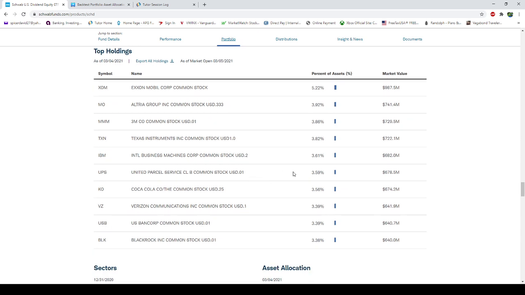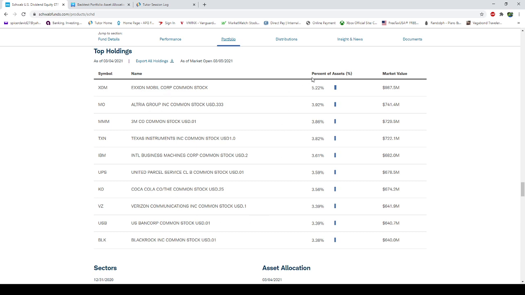The next thing we're going to want to look for is their portfolio. We want to see what they're holding, what they're invested in, what you are going to be invested in through them. I'm not going to do the entire holdings here because it's a list of 100 companies and it would take a long time to go through, so we'll just look at their top 10. So as we can see, we have Exxon, Altria, 3M, Texas Instruments, IBM, UPS, Coke, Verizon, US Bancorp, and BlackRock. So what we have here, very large blue chip companies, very stable, very safe. Even if your economy takes a downturn, these companies aren't going out of business.